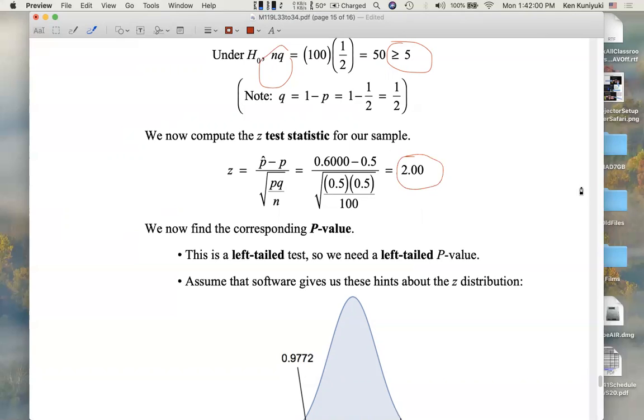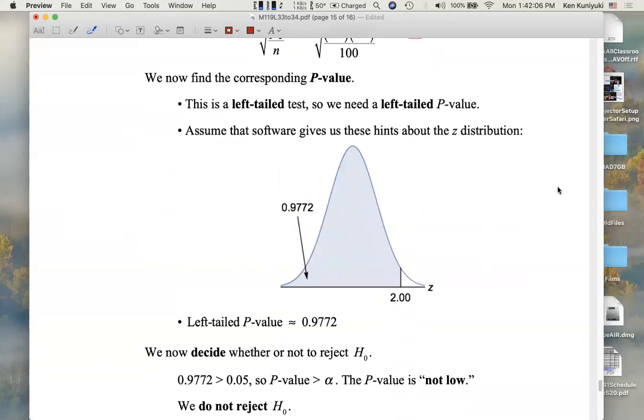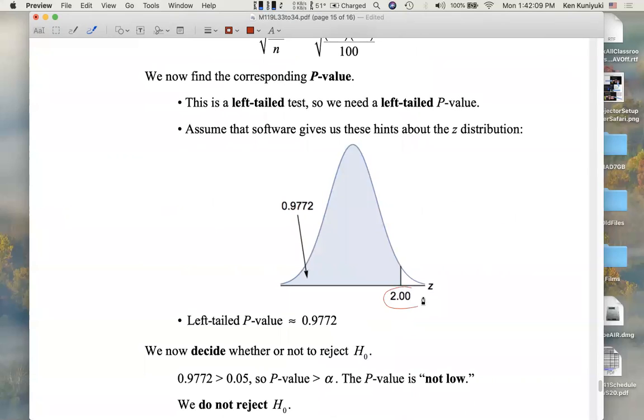But what do we do this time? Let's find the corresponding p-value. It's a left-tailed test. So when I draw 2 on the Z axis here, it's a left-tailed test. I need a left-tailed p-value, which means I get all of this. And you're going, well, that's kind of ridiculous, right? Yeah, it is. The area here, the probability, is 0.9772. That's your left-tailed p-value.